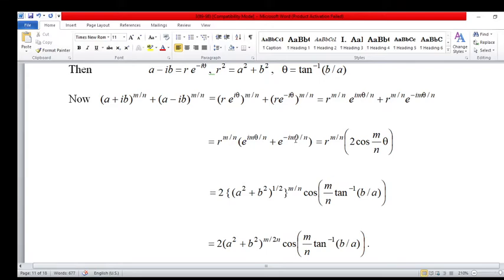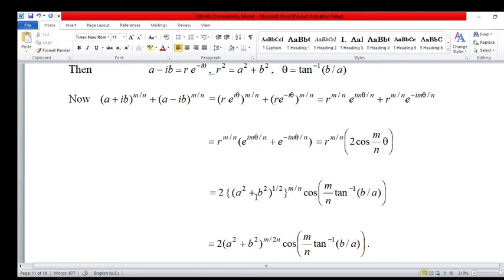This bracket is equal to twice cos m upon n theta. This is the first part. Now again, r, the value of r is a square plus b square. So here 2 is here, and this is the value of r. R means under root a square plus b square, or (a square plus b square) power 1 by 2.